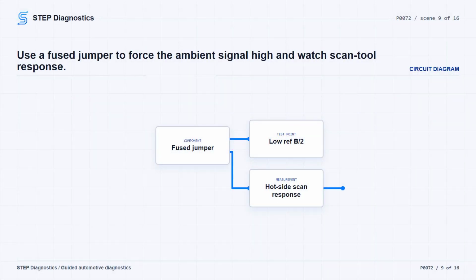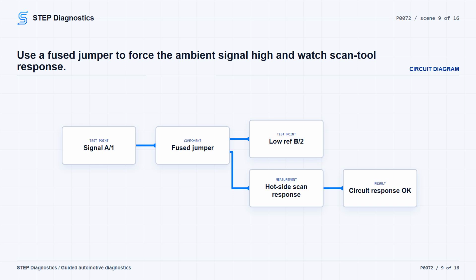If the low reference to ground test was less than 10 ohms, turn the ignition on or put the vehicle in service mode with the ambient temperature sensor still disconnected. Watch the scan tool ambient air temperature parameter. It should read less than negative 34 degrees Celsius, negative 30 Fahrenheit.